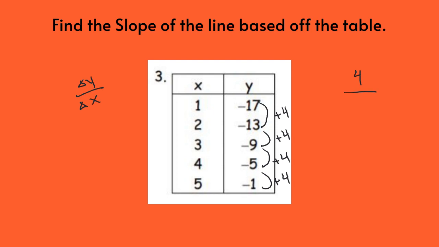And what is happening from my X coordinate? What is it going up by each time? So my X coordinate is going up by 1 every time. So the change in my X coordinate is going to be 1. So my slope is 4 over 1, which will just be 4. So the slope of my line on this one is 4.